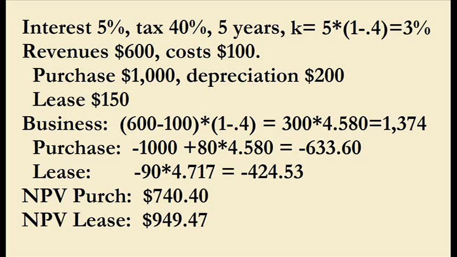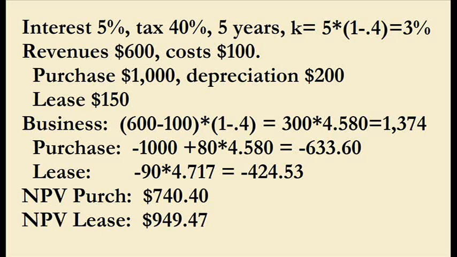Now, the purchase, 1,000 going out, no tax consequences, present value is the same. We save 40% on the depreciation of 200, that's $80. Again, times that same factor. Now you might ask, Dr. Chucky, couldn't we combine these? Let's keep them separate because we don't want to include them in the lease. The present value factor is the same. We get minus 633 and some change.